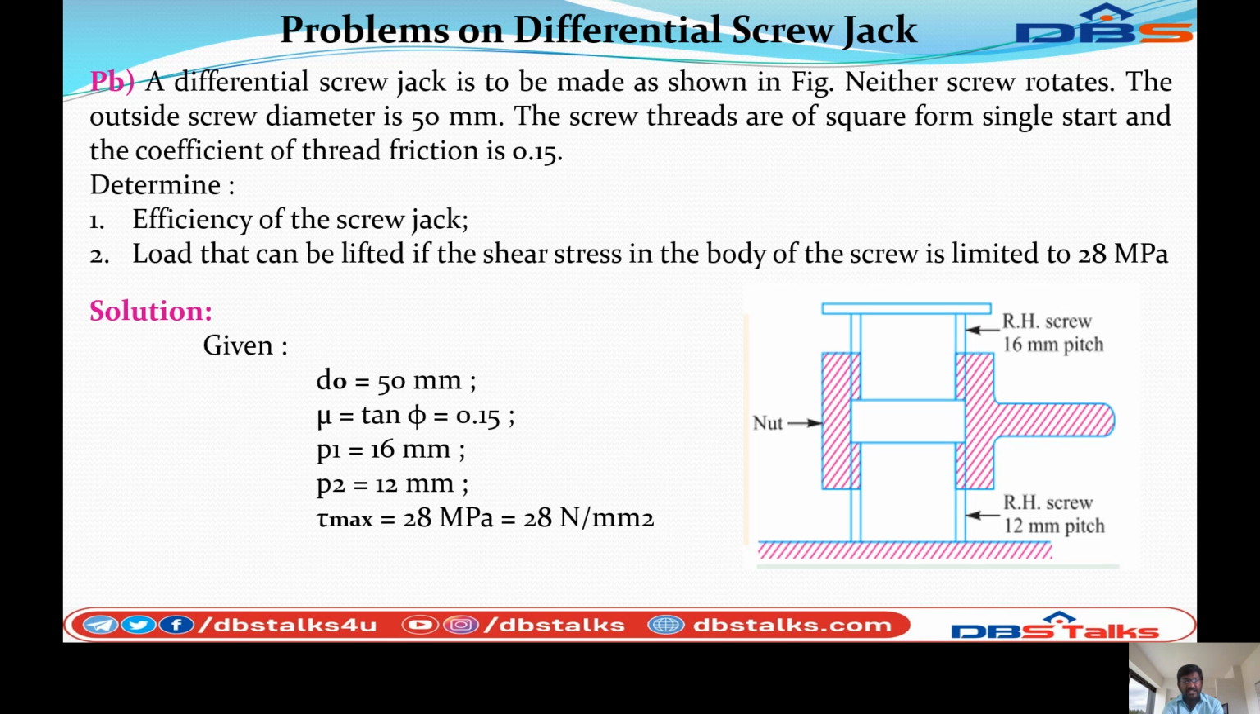We have to determine the efficiency of the screw jack, and the load that can be lifted if the shear stress in the body of the screw is limited to 28 megapascals. You can see the figure given in the problem. The right-hand screw has 16 mm pitch, this one is 12 mm pitch, and this is the nut. So two differential screws are applied. Given data: outside diameter D0 is equal to 50 mm, mu equal to tan phi is equal to 0.15, pitch P1 is equal to 16 mm and P2 is equal to 12 mm, tau max is equal to 28 megapascal, which is 28 newton per mm square. This is the data given in the problem.